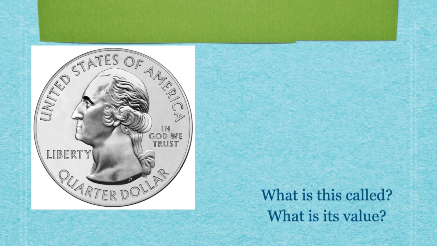A lot of children actually get confused because they think a quarter means 25. A quarter does not mean 25. A quarter means it takes 4 to make a whole. And in this case, it takes 4 quarters to make a whole dollar. So a quarter actually means a fourth. And its value is 25 cents.